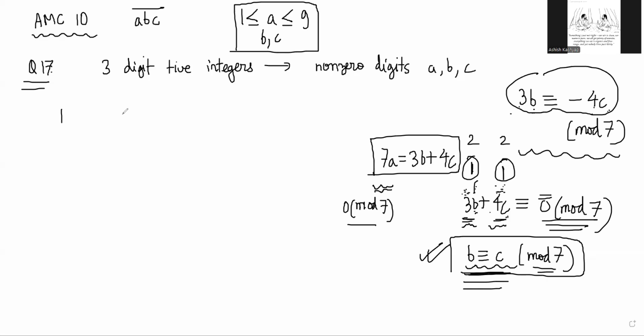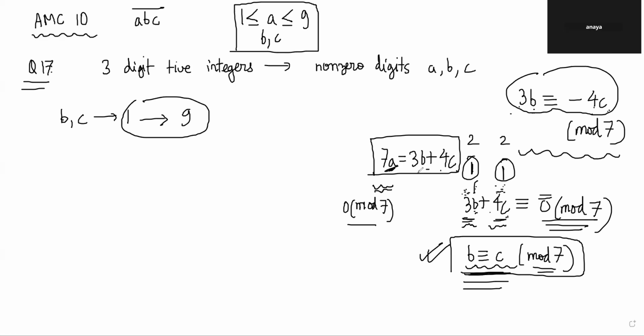Actually, all the cases, B and C could be anything from 1 to 9 as long as they're equal, right? This will give us 9 cases. In every situation, if B and C are equal, automatically there will be an A that will be there for them, right?